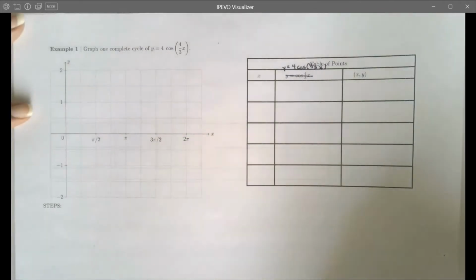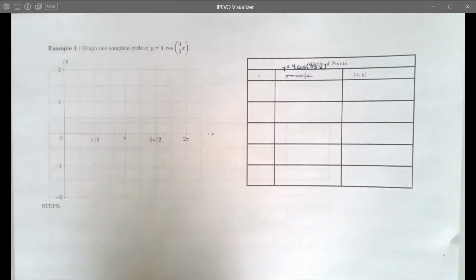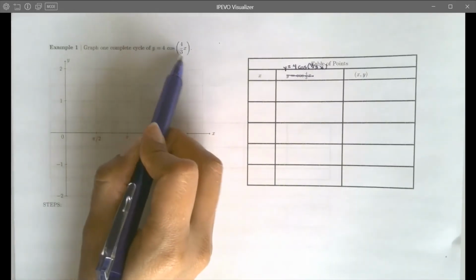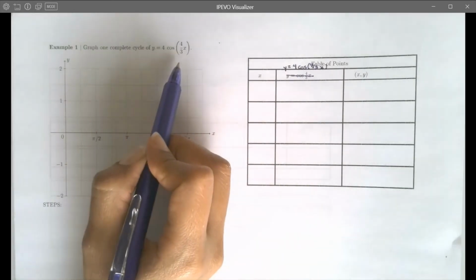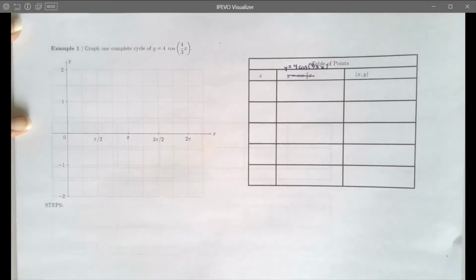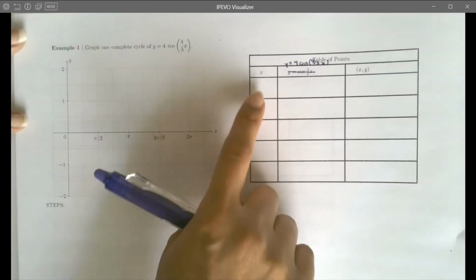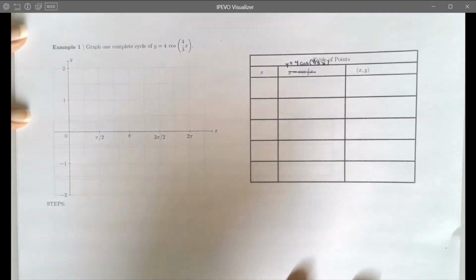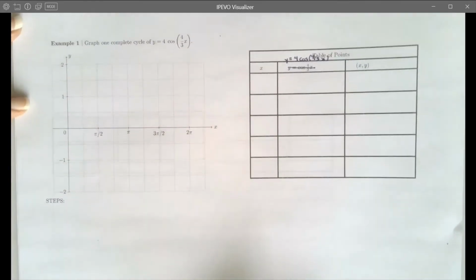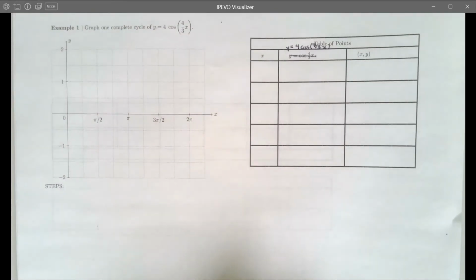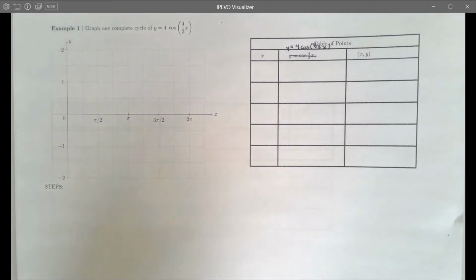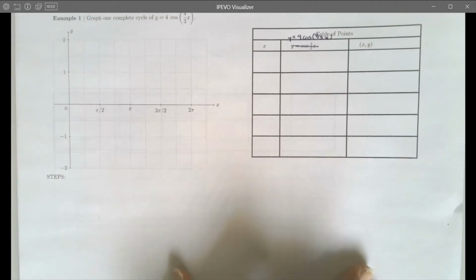Alright, so for the first time we're going to be taking a look at change in amplitude and change in period happening at the same time. As you can see, the table is completely blank. No x values have been given to us. We are tasked with finding the important x values that correspond to the highest point of the graph and the lowest point of the graph, as well as the zeros. So we're going to learn how to do that in the next few examples.